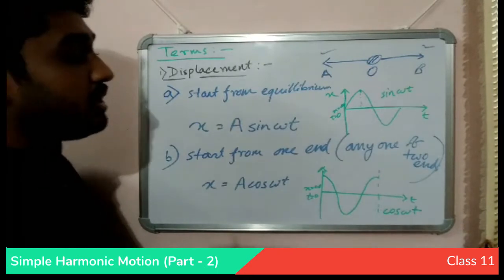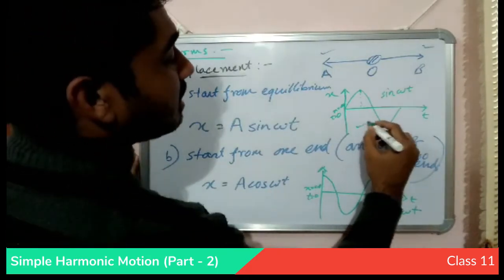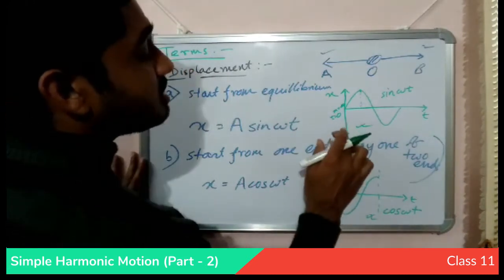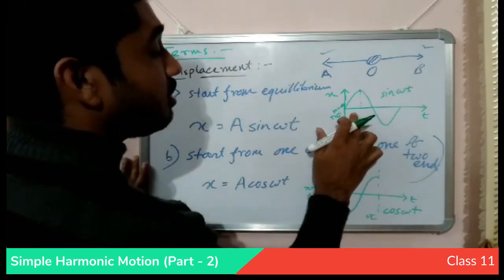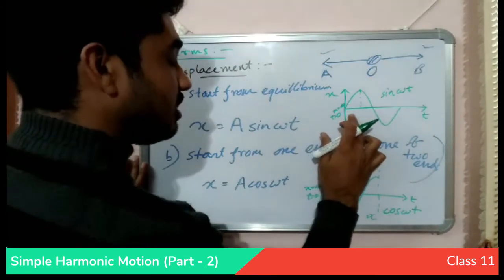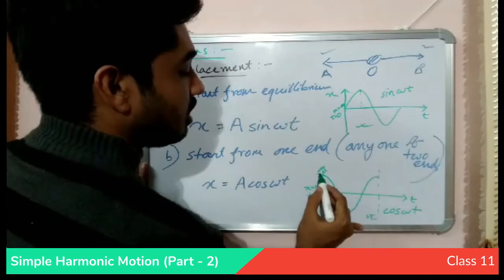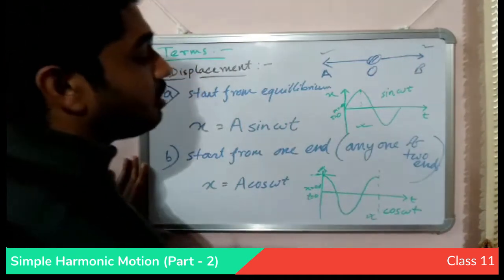So in mathematics, this curve is known as the sine curve and this curve is known as the cos curve. The sine curve starts from the initial point, or the equilibrium point, or the origin, but the cos curve will not start from the origin. It will start from some end, or at the maximum value.